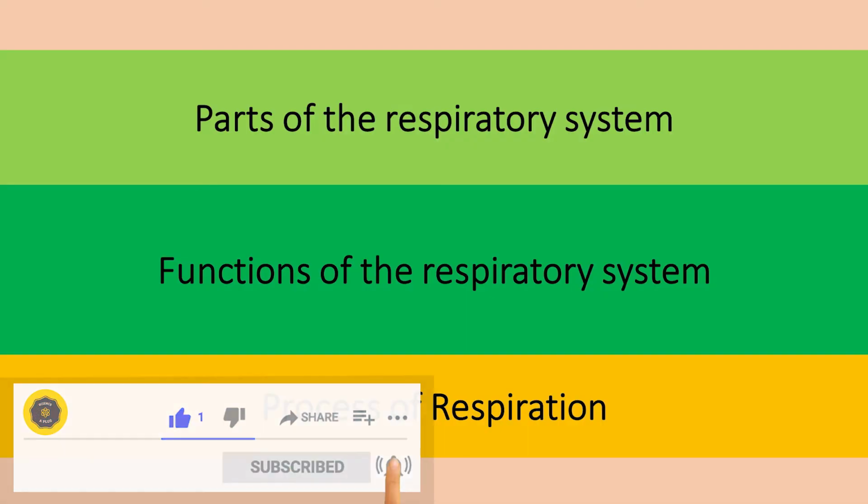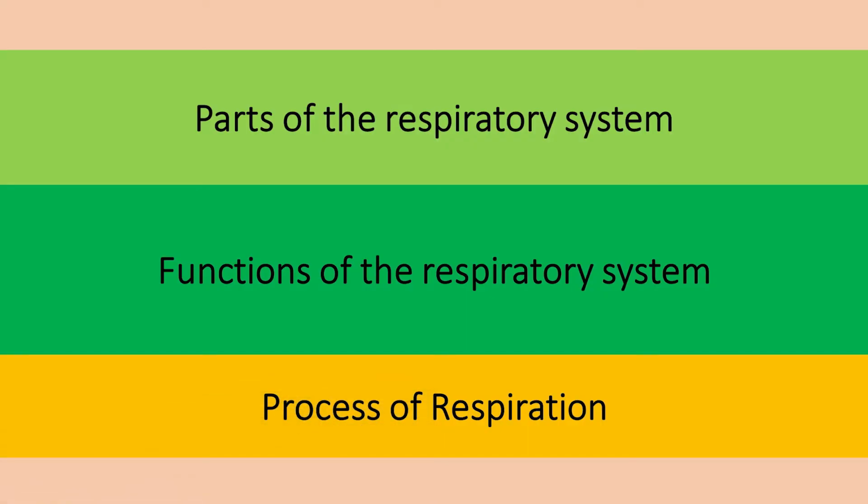In this video lesson, first we are going to describe the anatomy of the respiratory system. In that, we are going to learn the parts of the human respiratory system. Then we move on to the physiology, where we learn about the functions of the respiratory system. The final step is to learn the process of respiration.